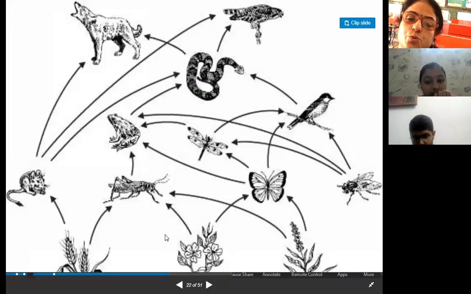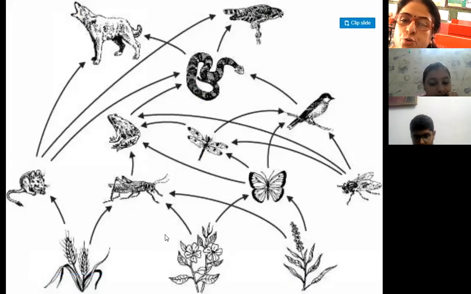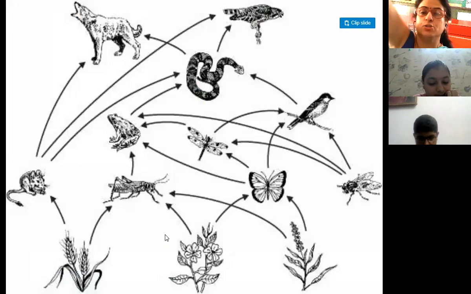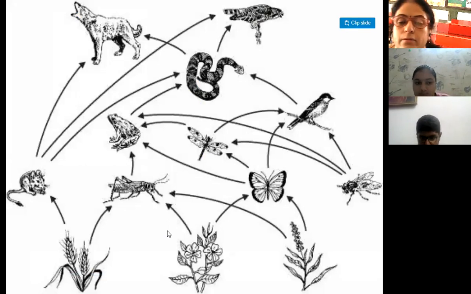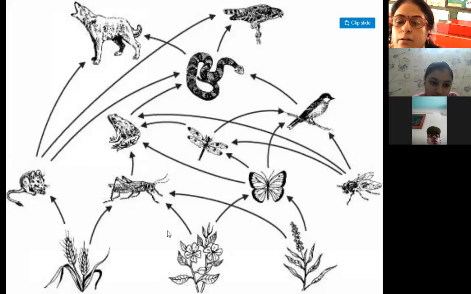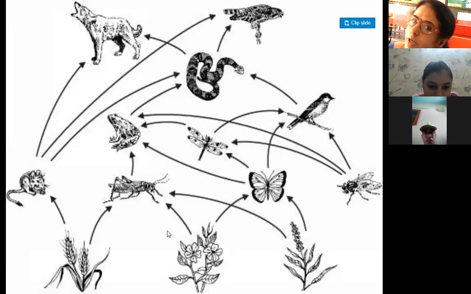Now, what is the use? Why do we consume each other? Why does an organism at one trophic level consume others of another trophic level? To maintain the balance. Balance of what? Of nature, the ecosystem. Ecological balance.